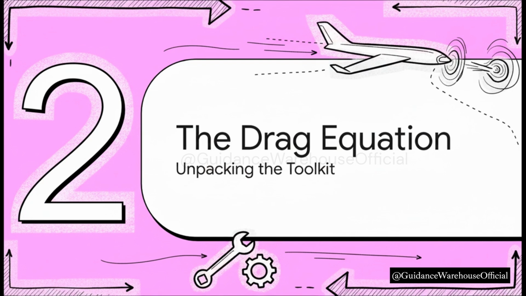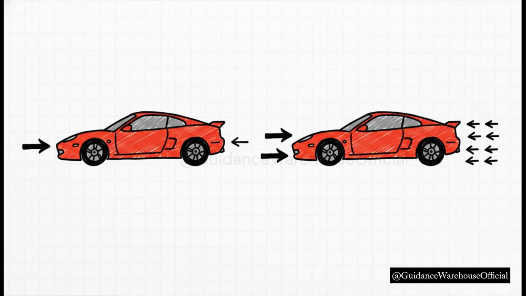But how can we actually measure this force, or even predict it? Well, it turns out there's a really elegant equation that physicists and engineers use as their toolkit. It helps them design everything from cars that save you gas to airplanes that fly faster. So let's unpack it.